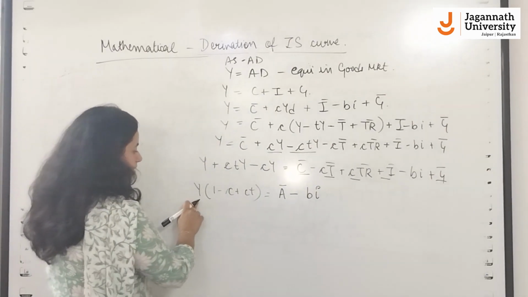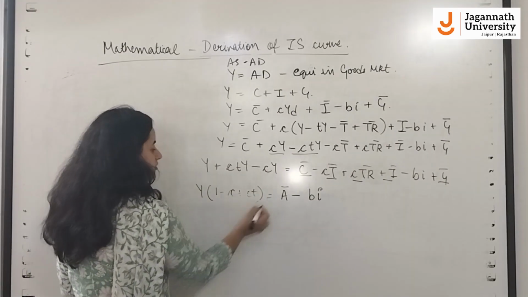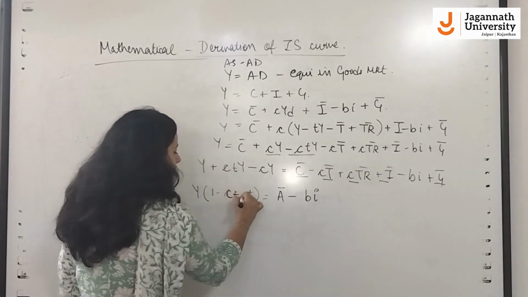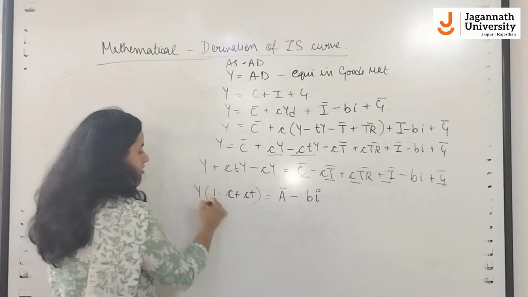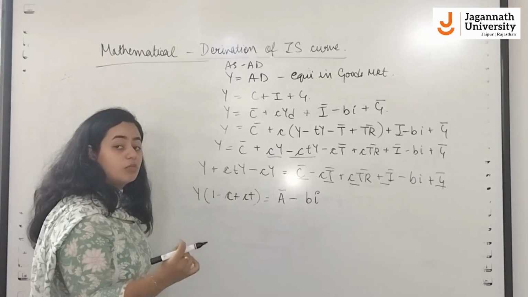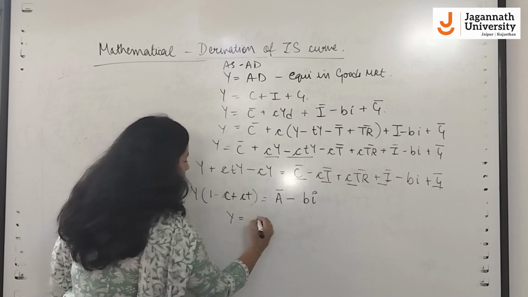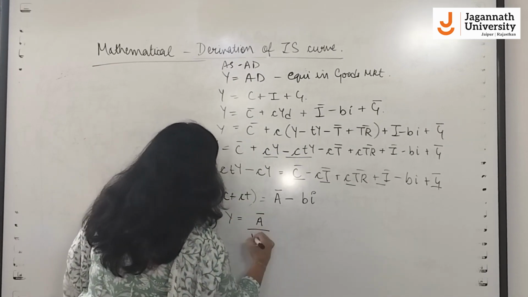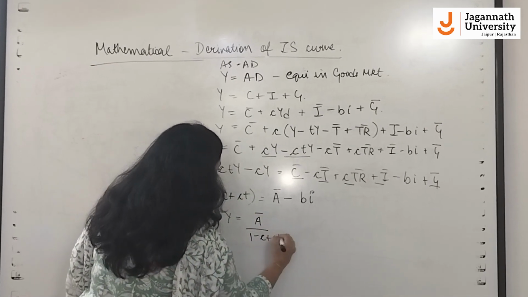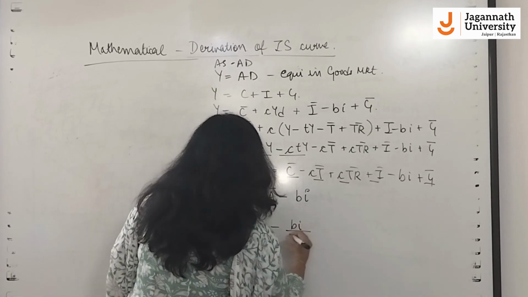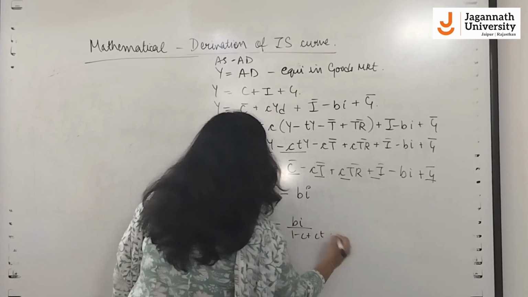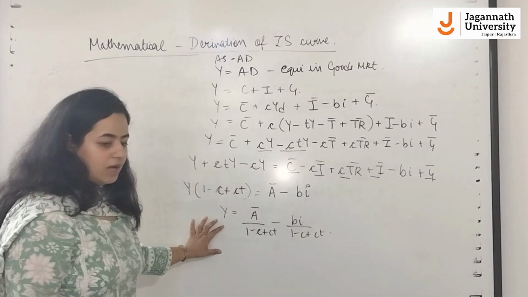So this becomes, what is this? If you remember, the multiplier, 1 upon this is the formula for alpha g. So this becomes y equal to a bar by 1 minus c plus ct minus Bi upon 1 minus c plus ct. Till here, are we clear?